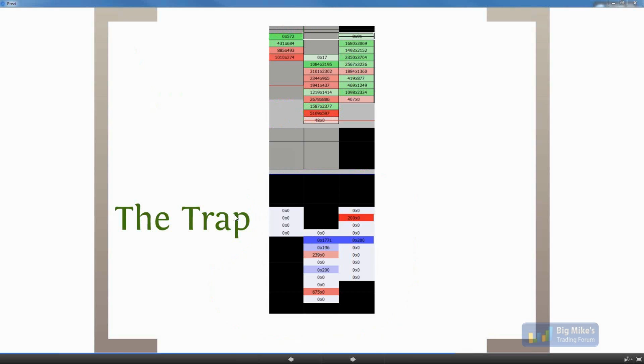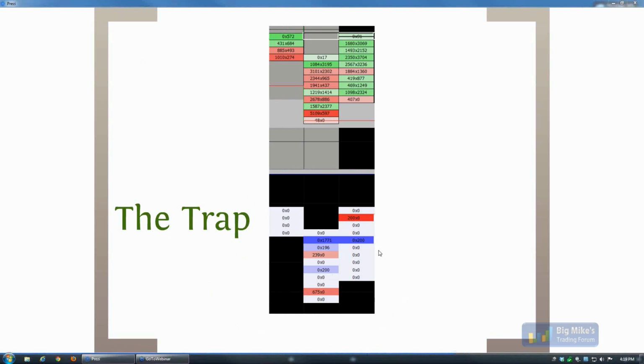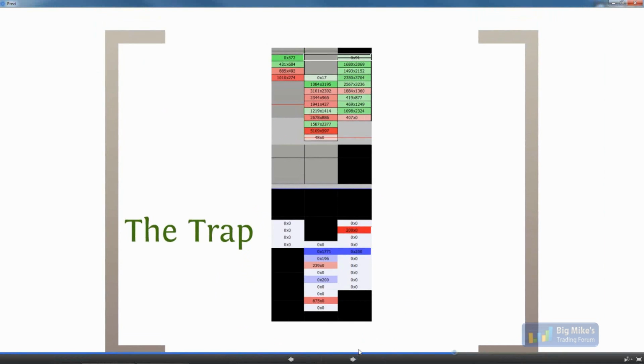Let me erase the drawings. Look at the arrow that I just took out. Put back in. Again, this bottom chart is the same chart. It's just filtered for a couple hundred contracts, which is what I feel is about good size, good for big size in the ES.